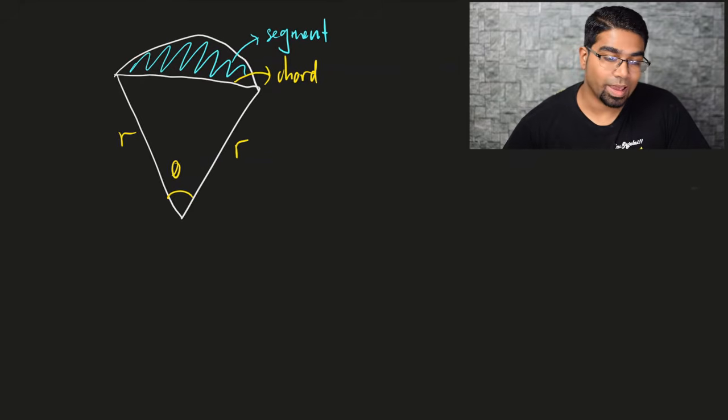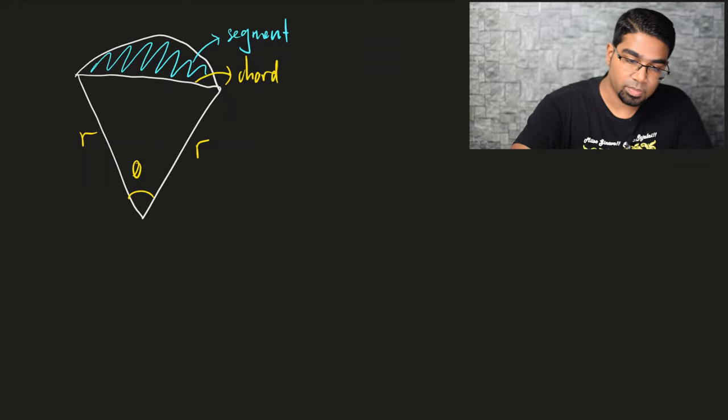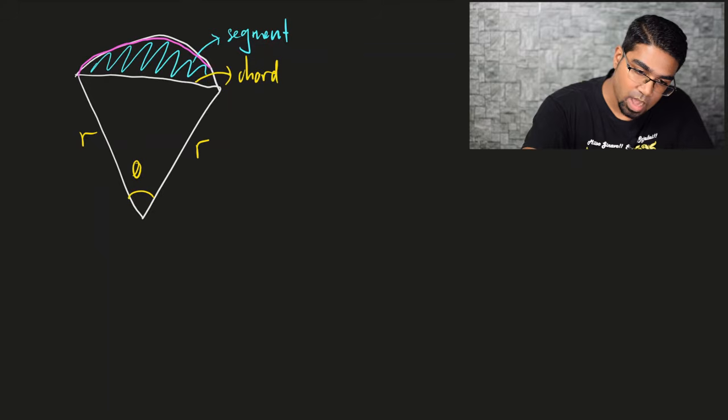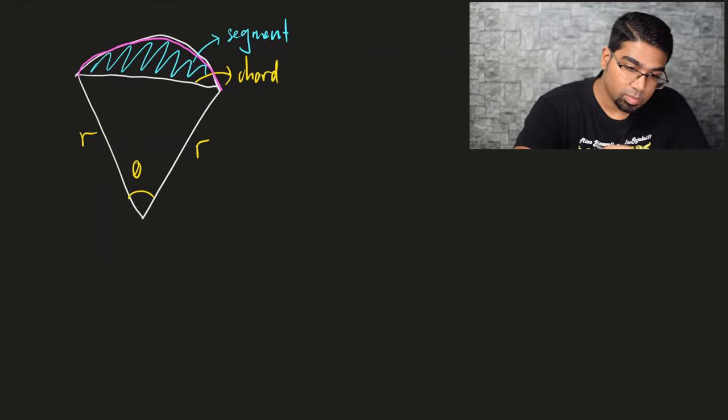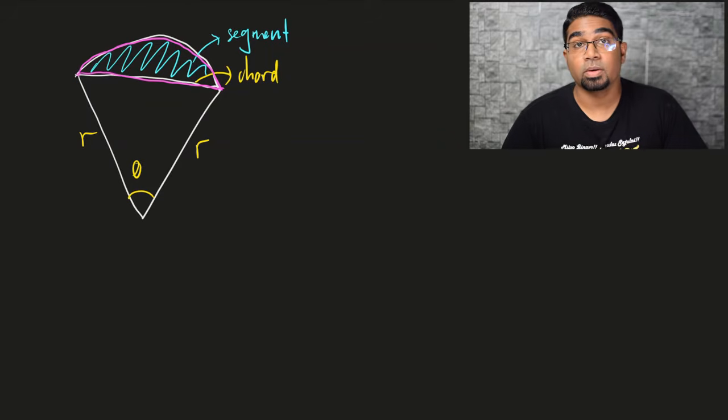So first let's look at the perimeter. In order to find the perimeter, let me mark the perimeter first. So the perimeter of a segment is this arc of the sector plus the length of the chord. That's all, that's our perimeter.